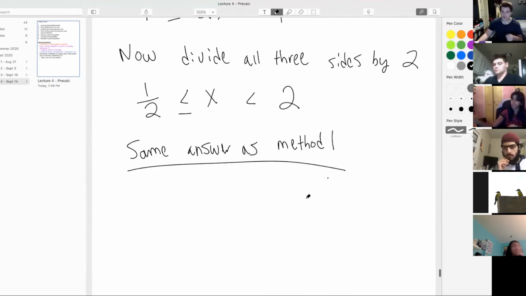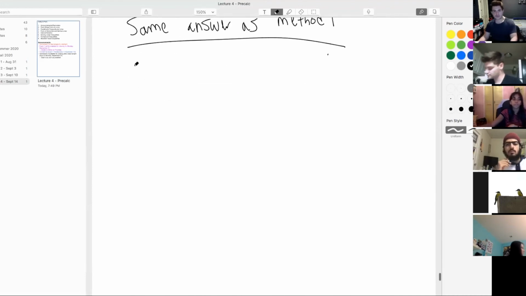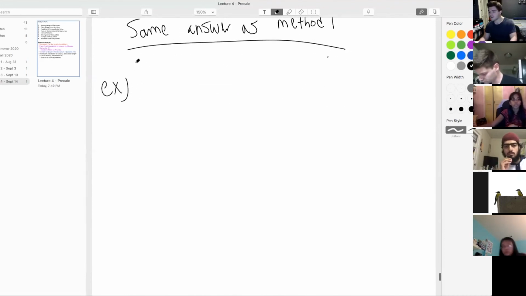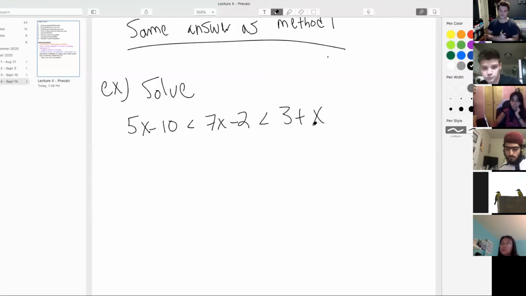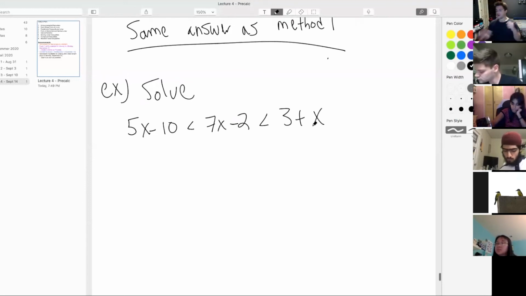Okay, let's do one more that's a little more involved. Let's solve 5x minus 10 is less than 7x minus 2 is less than 3 plus x. Okay, so when there are variables on all 3 sides like this, you're going to want to use method 2, which is solving it simultaneously. Method 1 is going to be kind of messy, so let me just write that quickly.